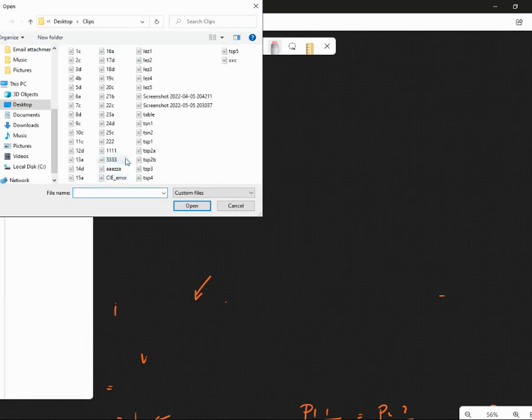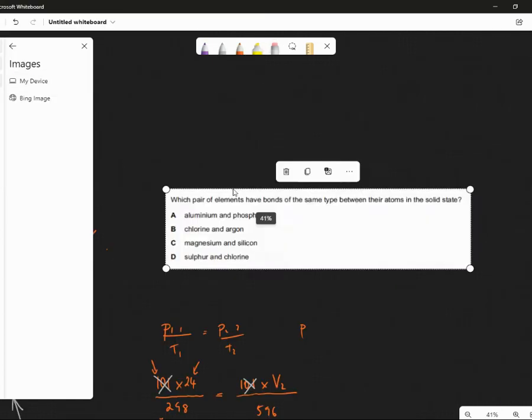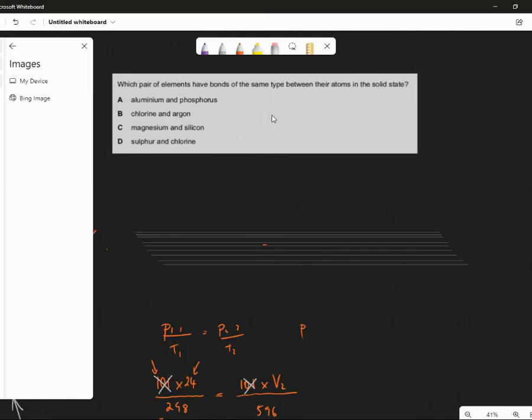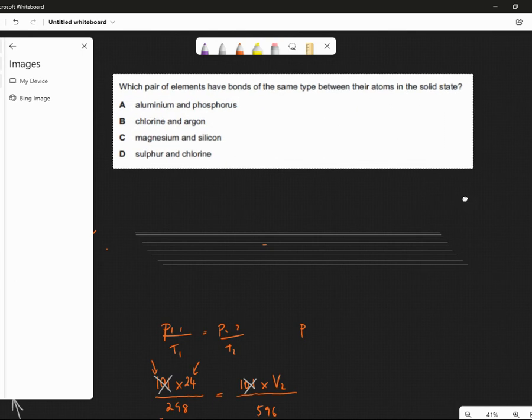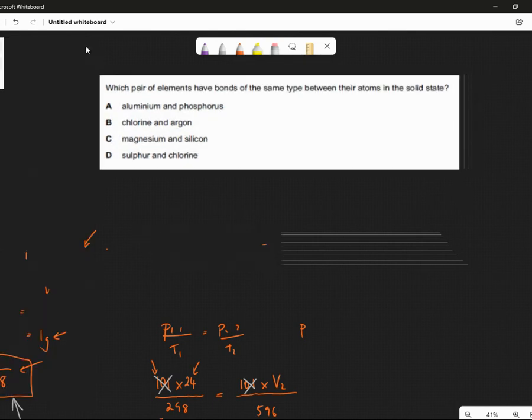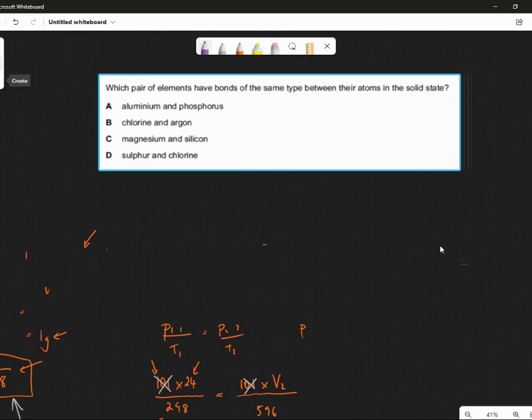Okay. This question isn't too hard, so this shouldn't be bad. Which pair of elements have bonds of the same type between their atoms in the solid state? So between an aluminium atom and an aluminium atom, what's the bonding? Anyone want to help me there?